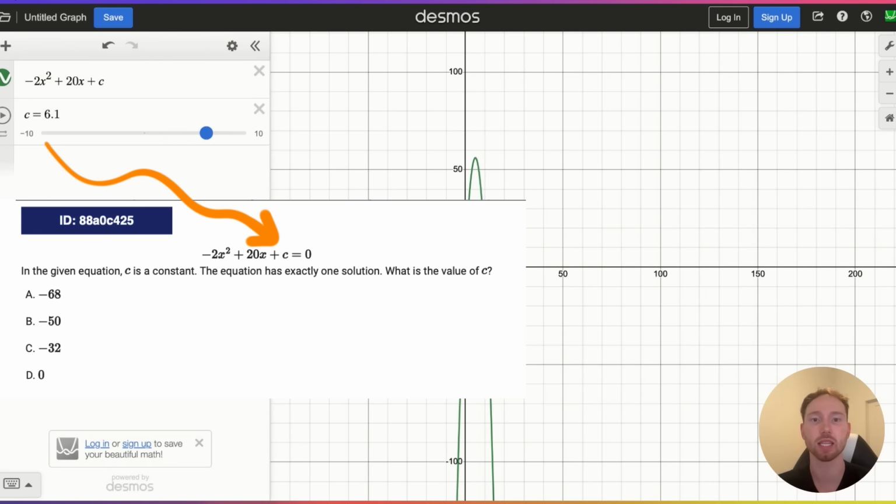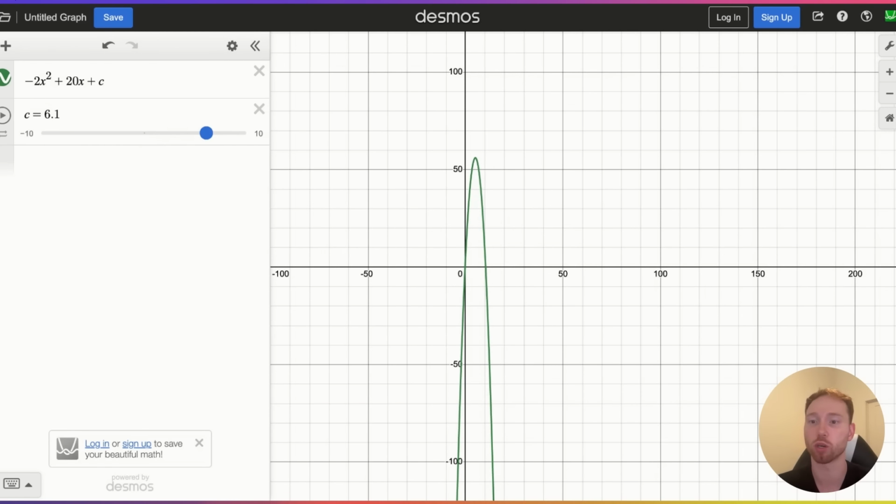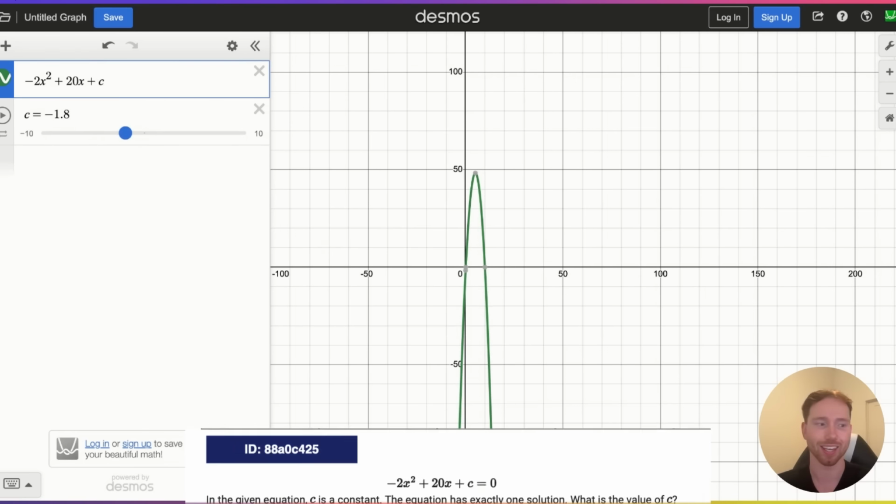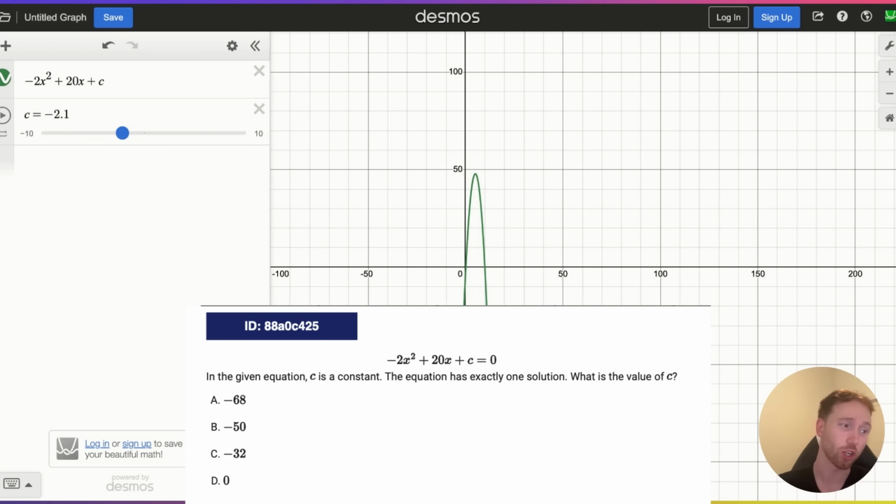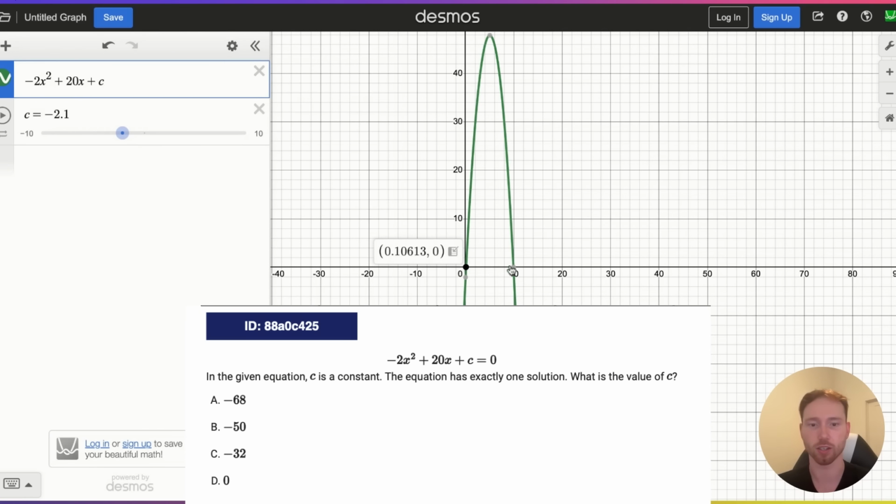And as I move the slider around, it's plugging in different numbers for C. It's presenting the equation, graphing it as if C were 6.1 in this case. So I can see the solutions changing as my C changes as well. In this case, they're asking us when the equation has exactly one solution. As I mentioned earlier, solutions are where the graph crosses the x-axis. In this case, I can see it does it twice. So right now, there's 2 solutions.